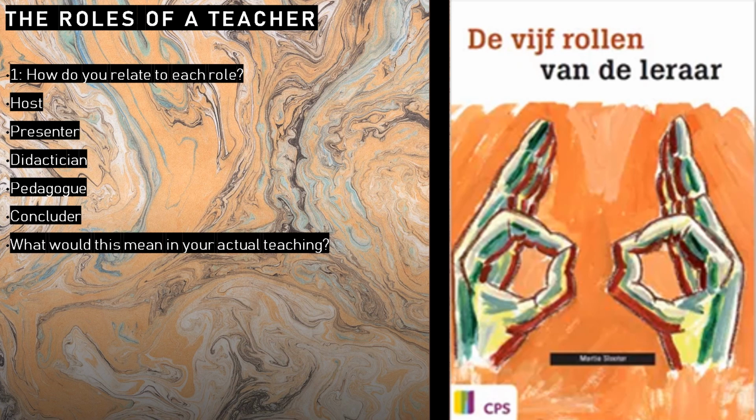How do I relate to each role? According to the feedback I've received over the last 2 years in my internship, I am proficient in host and presenter and concluder. However, when it comes to a didactician and a pedagogue, I still have some things to learn. When it comes to a pedagogue especially, I tend to keep things separate. I usually don't speak about my personal life, and I don't really ask about the personal lives of students.